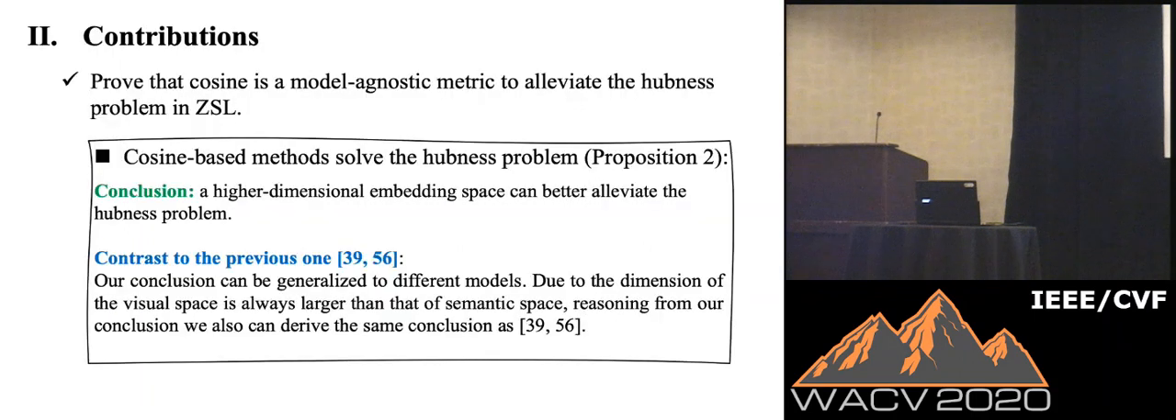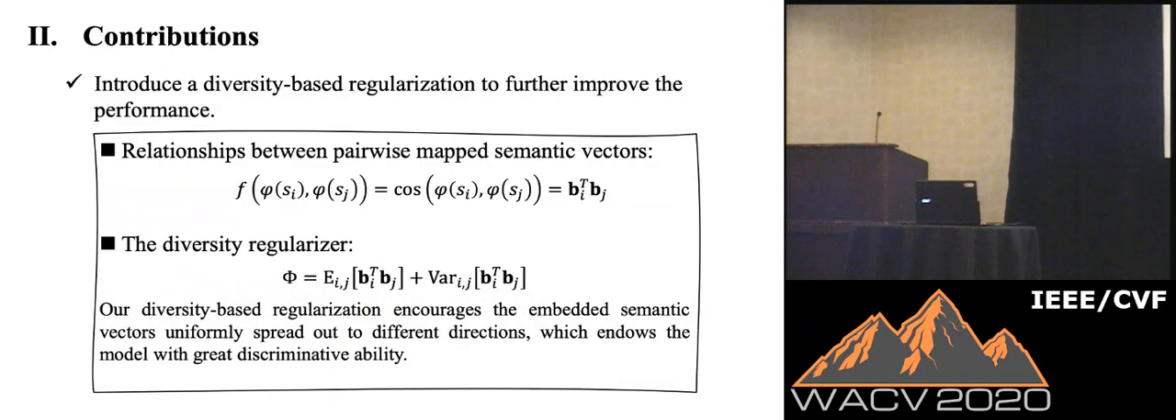The first contribution is that we draw the conclusion based on Cosine metric. A higher dimensional embedding space can better alleviate the hubness problem. Compared with recent works, our conclusion can be generalized to different models. The second contribution is that we introduce a diversity-based regularizer, which encourages a smaller mean and a smaller variance of Cosine metric between pairwise embedded semantic vectors to enhance the model with greater discriminative ability.